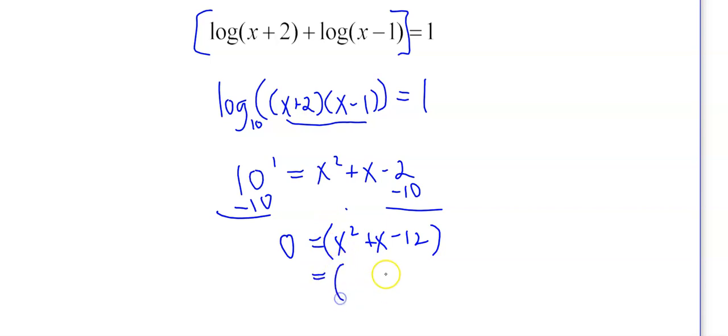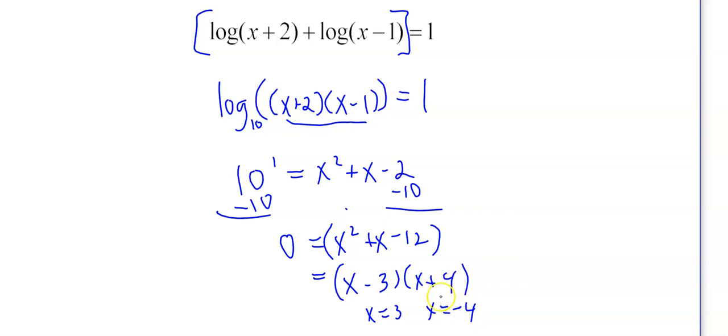Let's try to factor it. I think it does actually factor. Let's see, x and x. I'm thinking 3 and 4, plus and minus. So I get x equals 3, x equals negative 4.